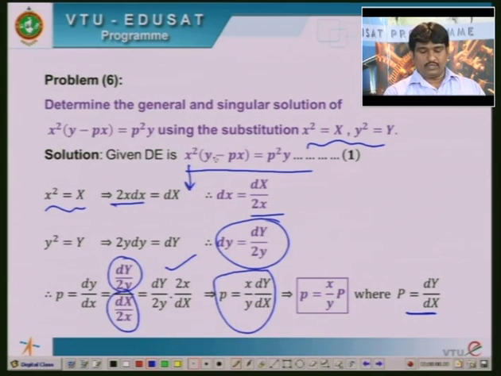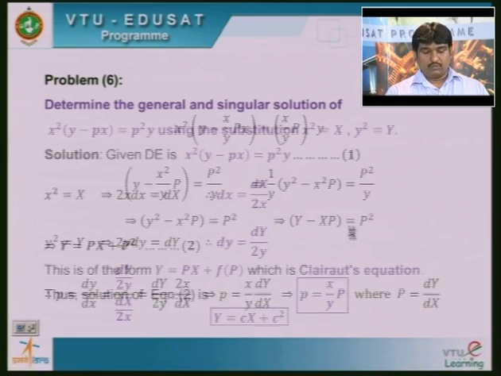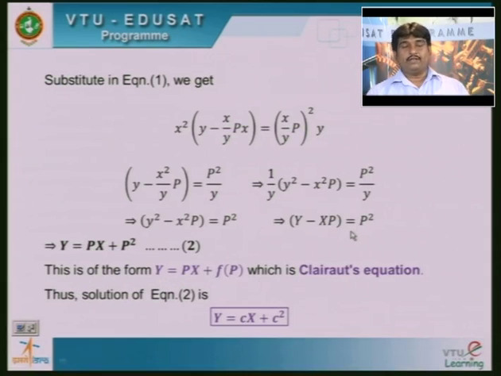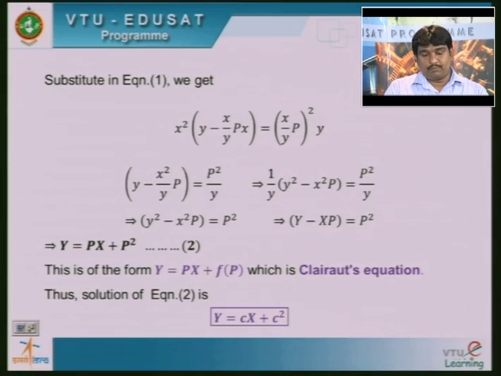If you want, you can keep small y as it is, and we can substitute for small p in terms of small x and small y, and we can get rid of all these things in the next stage. So I will keep small y as it is. You can see it's x square y minus x by y capital P into x equals x by y into P the whole square into small y.